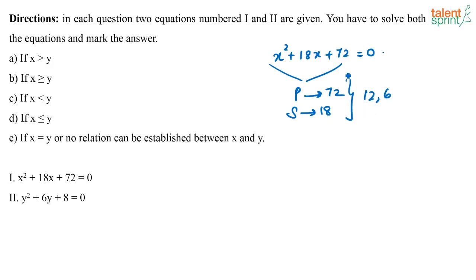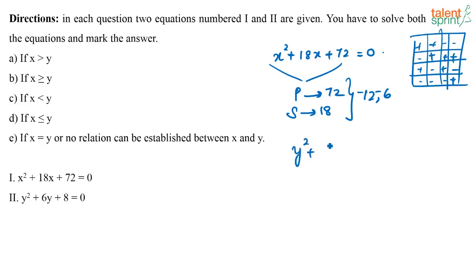So what are the roots? Here again, if you know the sign table, what will come? You will have both negative here, right? So plus plus means minus minus will come. So minus 12 and minus 6 are the roots. Now let us look at the next equation. Y squared plus 6y plus 8 is equal to 0.